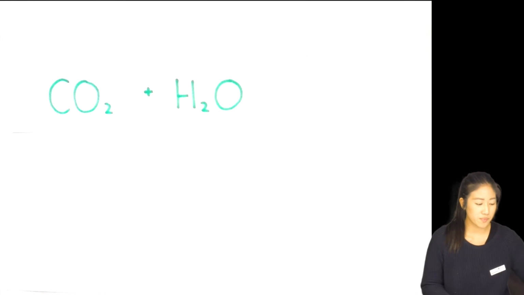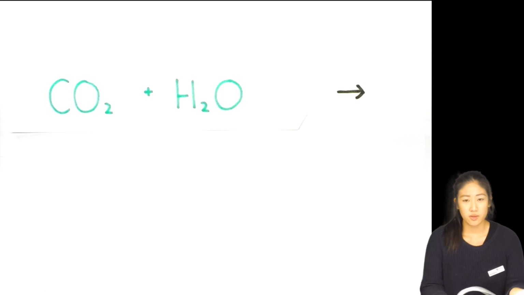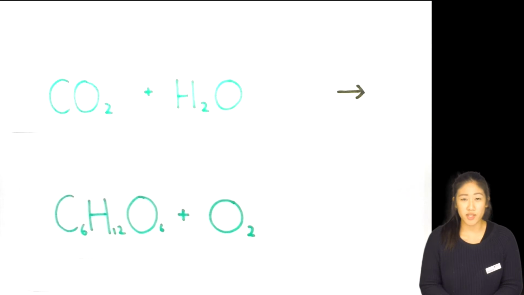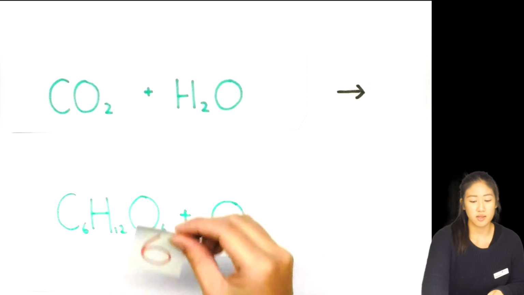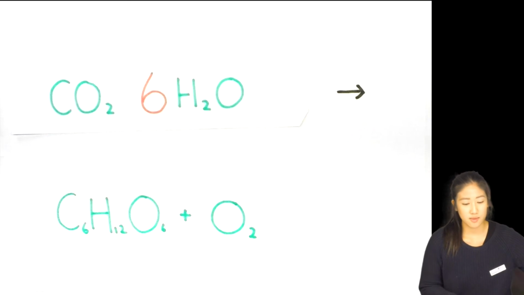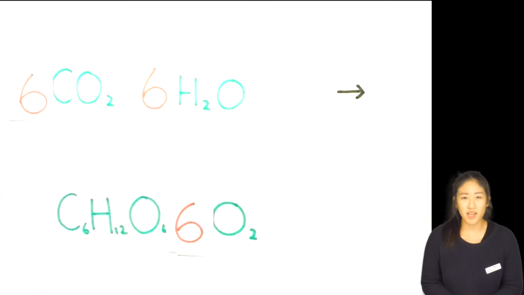The equation for photosynthesis is CO2 plus H2O becomes C6H12O6, which is glucose, and O2. Now we need to balance the equation. 6, 6. And 6 is one of the easiest things to remember because the way that I learnt it is the devil's number, which is 666.